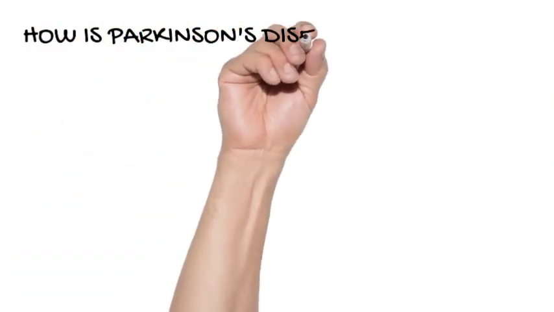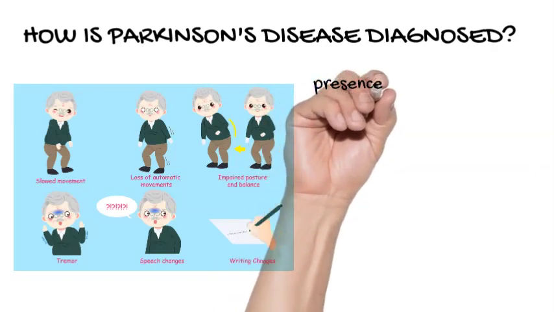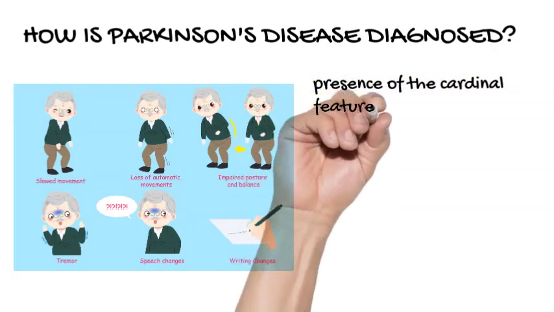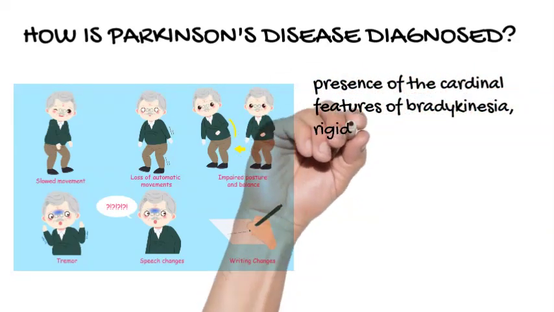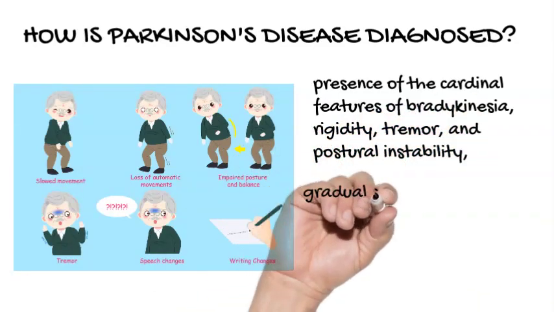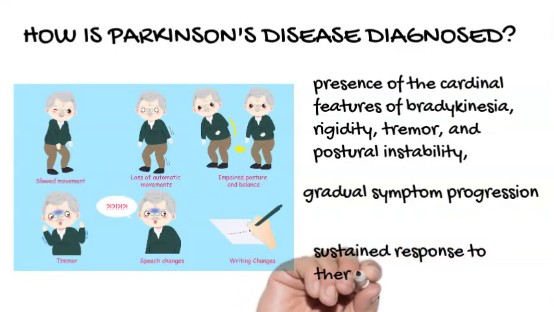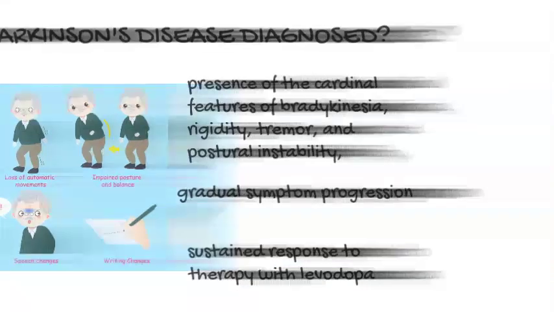How is Parkinson's disease diagnosed? The diagnosis of Parkinson's disease is clinical, and relies on the presence of the cardinal features of bradykinesia, rigidity, tremor, and postural instability, coupled with gradual symptom progression and a sustained response to therapy with levodopa.